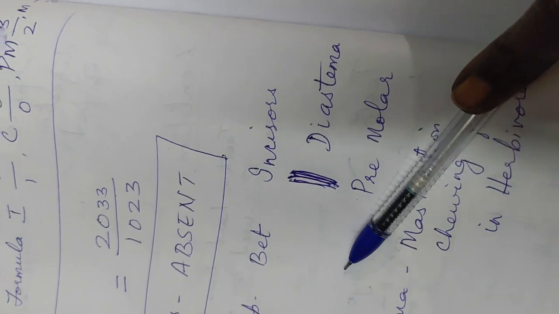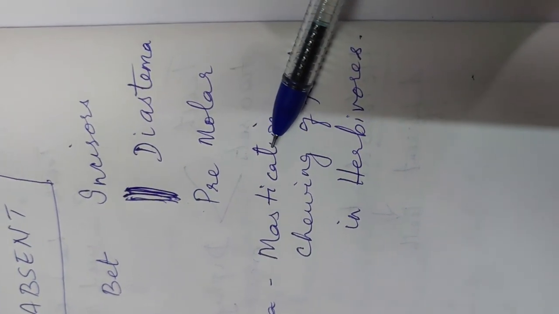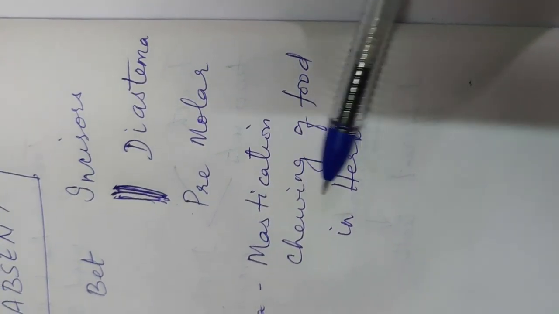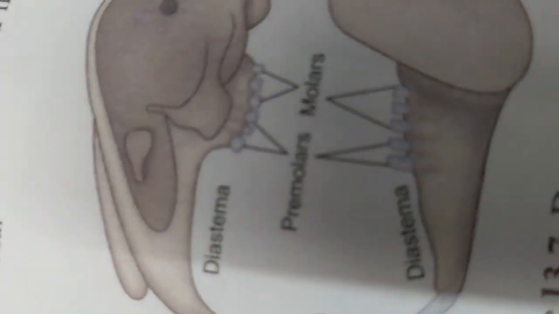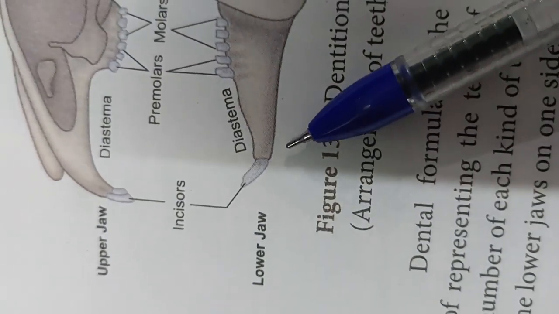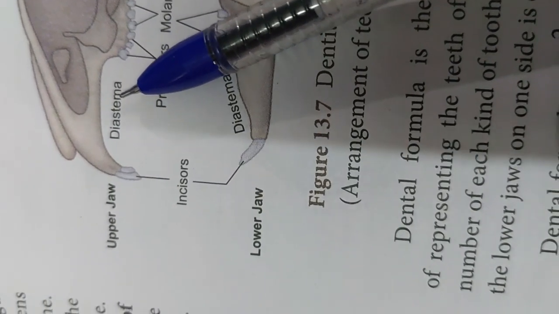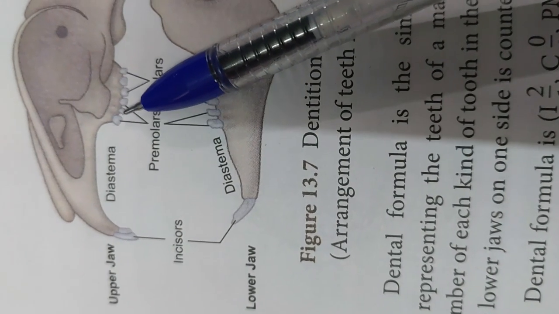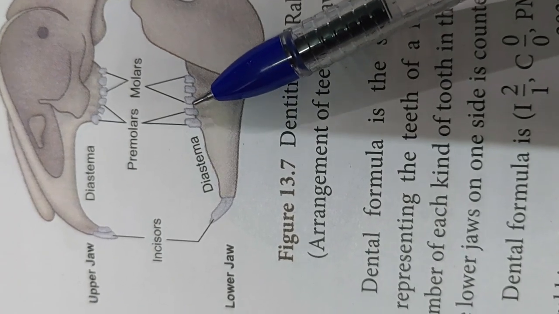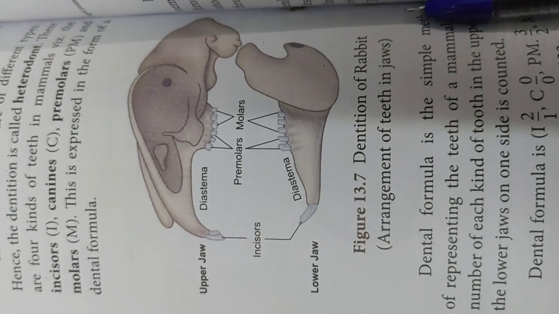It is absent. But between the incisors and the premolar, there is a gap called a diastema. Diastema is helpful in mastication, in chewing and grinding the food. So, in herbivorous animals, diastema is a specialized formation present in rabbit. You can see the diagram here. This is the diastema, the upper jaw and the lower jaw. Incisors. Here only canines should be present, so instead of canine, diastema is present. Premolar and molar: in the upper jaw, 3 premolars and 3 molars are present. Here in the lower jaw, premolar only 2 and molar 3. So, this is about the dentition of a rabbit. Dentition means the arrangement of teeth in the jaws.